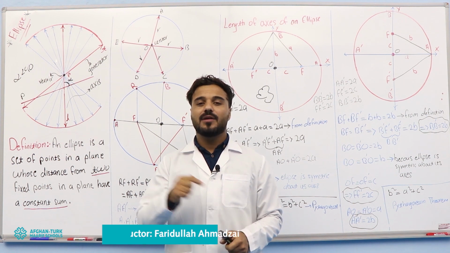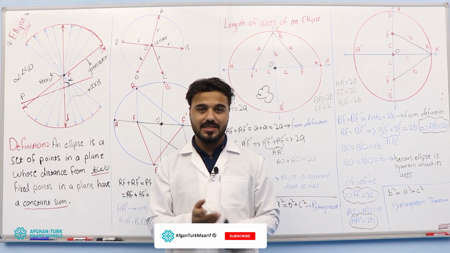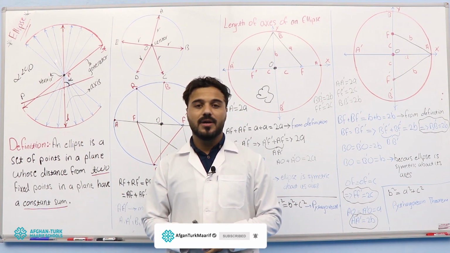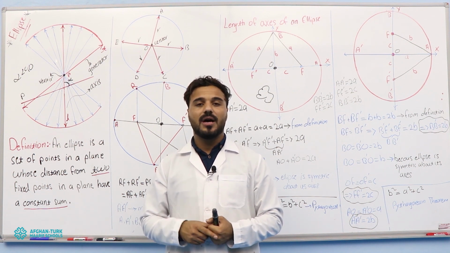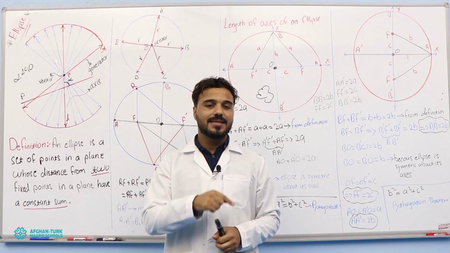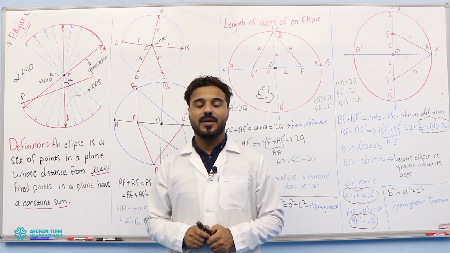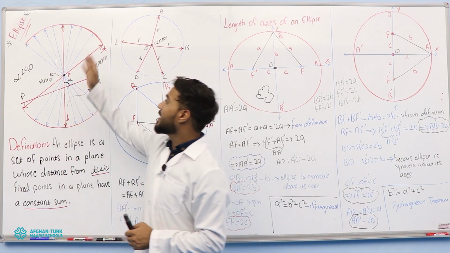Dear students, in our previous lessons we studied that when a plane intersects a cone at different angles, conic sections will form. Conic sections are circle, ellipse, parabola and hyperbola. We studied circle with all details and we will study parabola and hyperbola in our upcoming lessons. Today we are going to study ellipse.